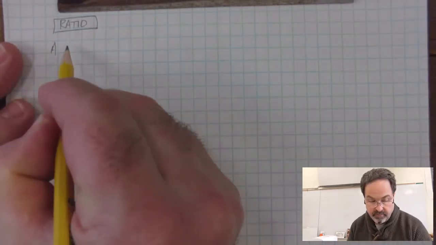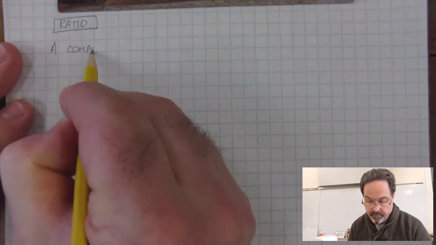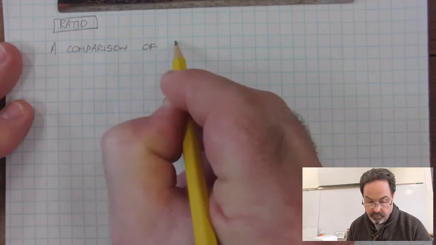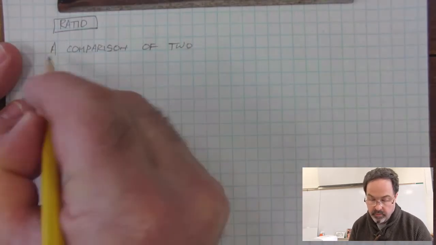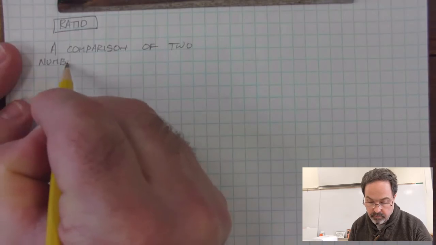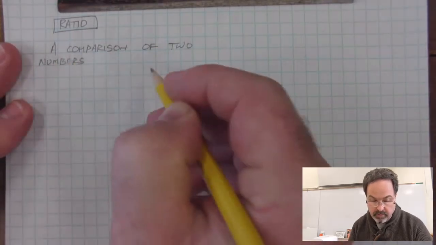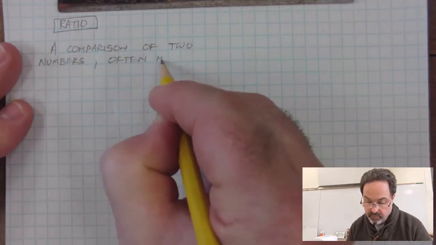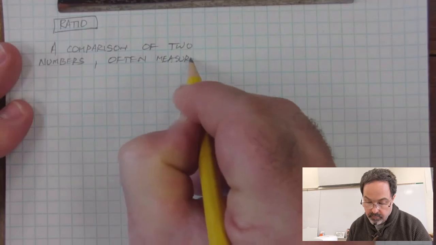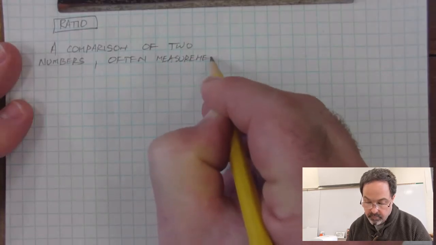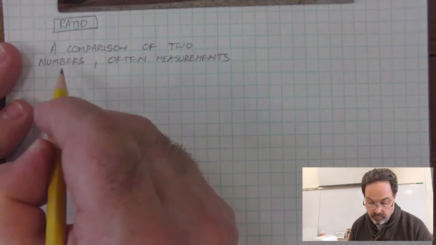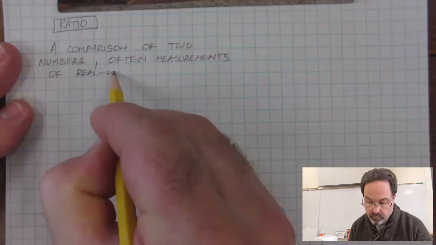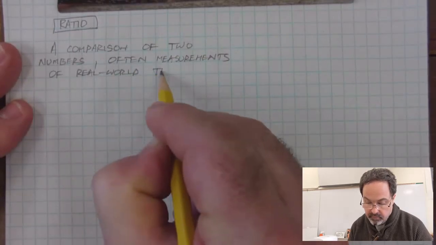A ratio is a comparison of two numbers. And those numbers are often measurements of real world things.